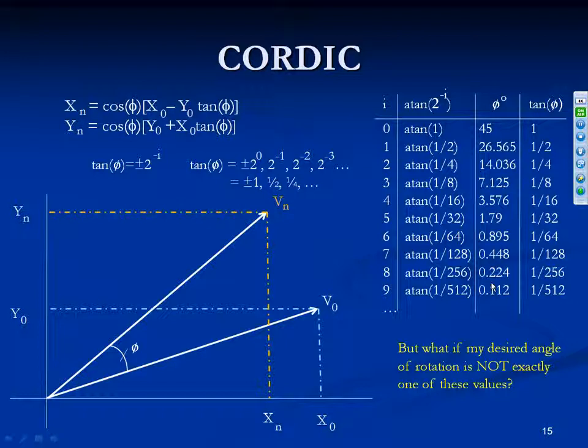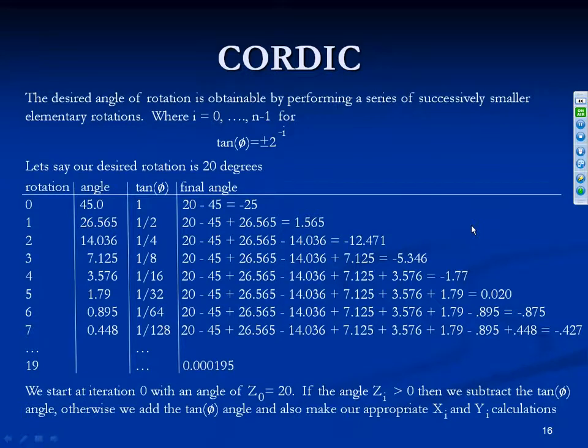But you're thinking, well, what good is this? Because these are just specific angles. What if we want to do, you know, 28 degrees? We need a way to do that, not just these ones, arctangent of 2 to the minus i. Okay? So here's what we do. The desired angle of rotation is obtained by performing a series of successively smaller elementary rotations. These are our elementary rotations, these 45, the 26, etc., where i goes from 0 to n minus 1 for tangent of phi equals plus or minus 2 to the minus i. So let's say that our desired rotation is 20 degrees.